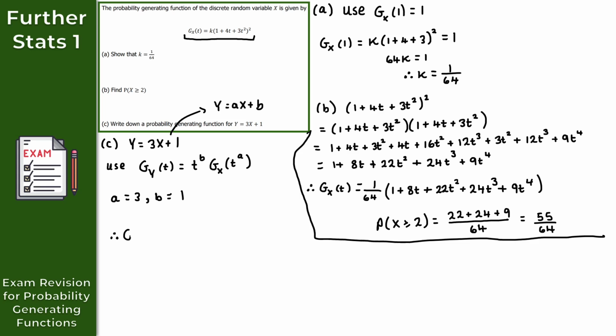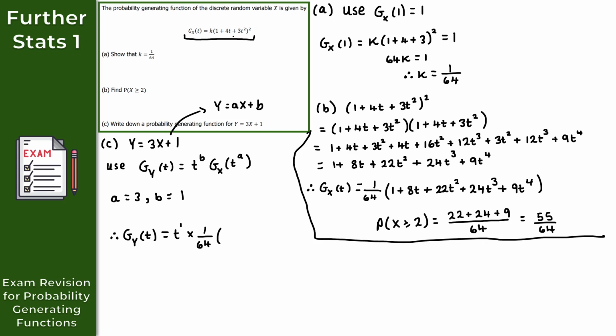Okay, so if we now put all this together for the PGF for y, g of y in terms of t, what do we get? We get t to the power of b, so that's t to the power of 1. So we get t. We then times this by the PGF for x in terms of t to the power of a. I will put the power of 1 here just to illustrate that it corresponds to b equals 1. We then times it by 1 over 64, because that is my PGF for x. So what do we have for the PGF for x? I've got 1 plus 4t plus 3t squared, all squared.